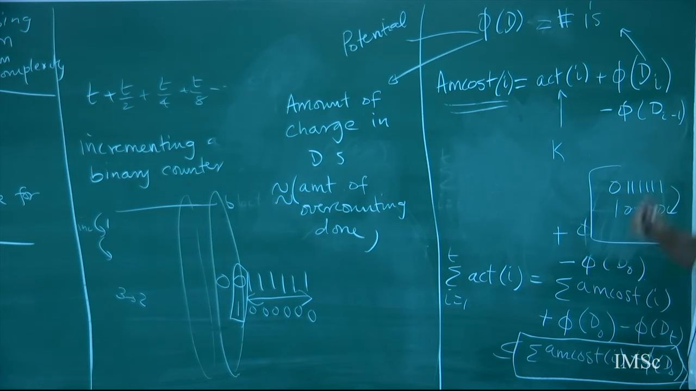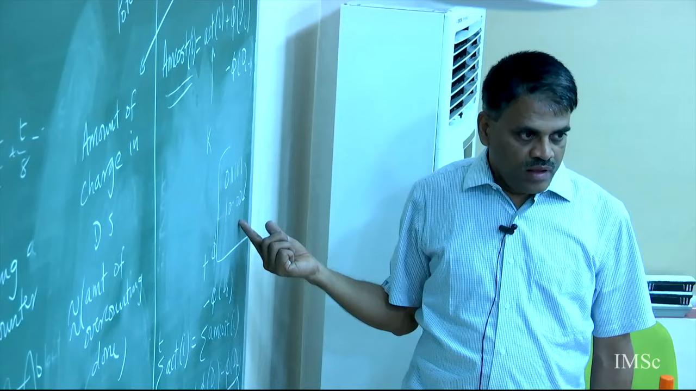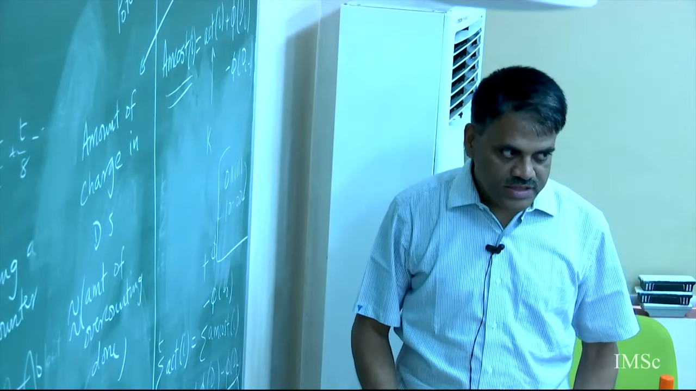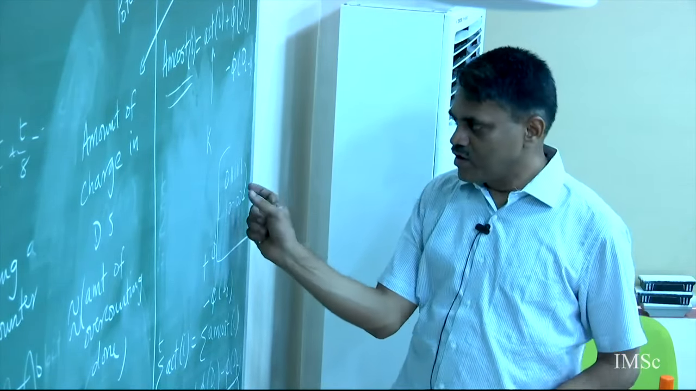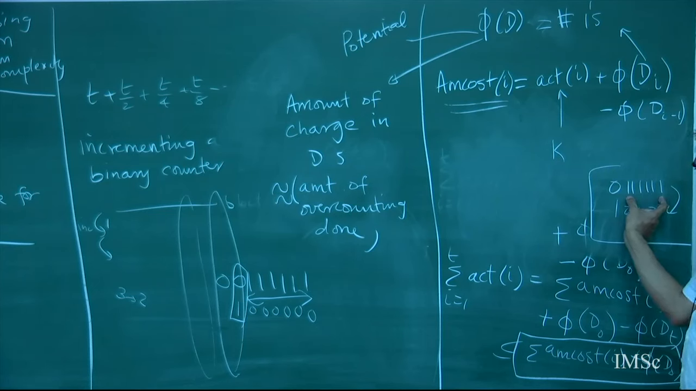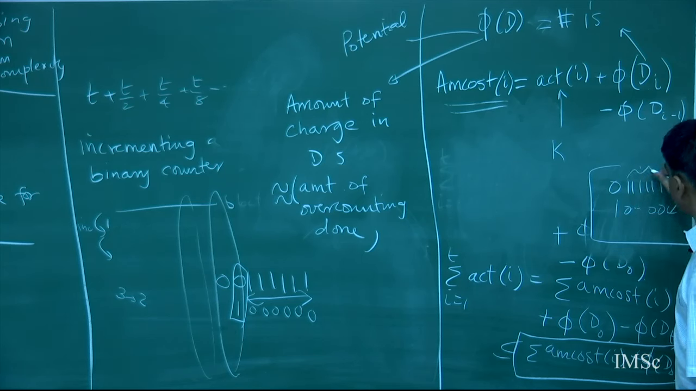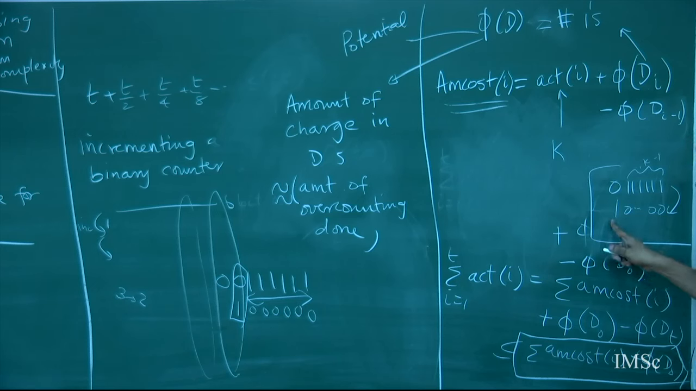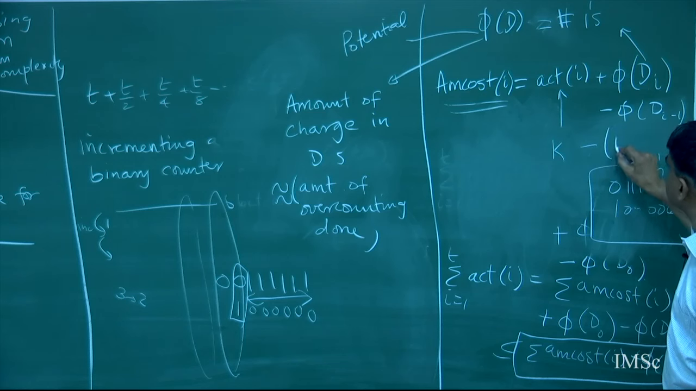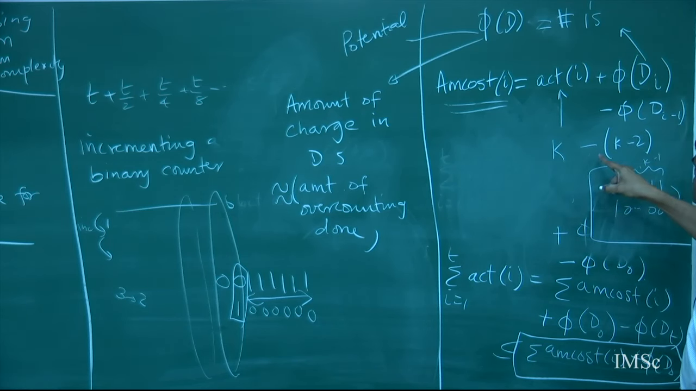What is the potential? The number of ones. So how does the number of ones change? The total number of flips is k, and only 1 of them is a 0-1 flip. Then there are k minus 1 flips from 1 to 0. These k minus 1 become 0, so it decreases by k minus 1. But then there is an extra 1, so it decreases by k minus 2. So my potential difference is this: actual cost, and because it's a decrease, I'm putting a minus, and that's equal to 2.